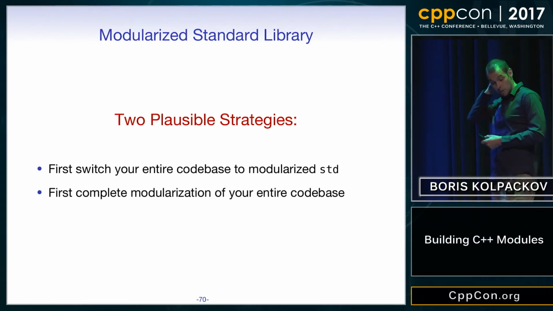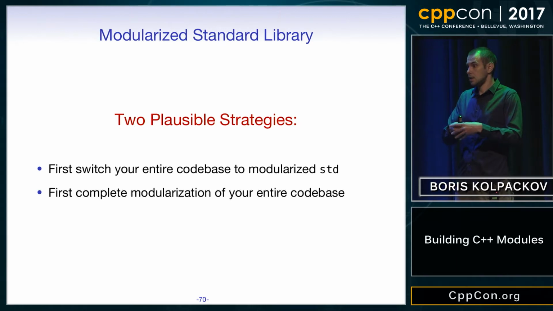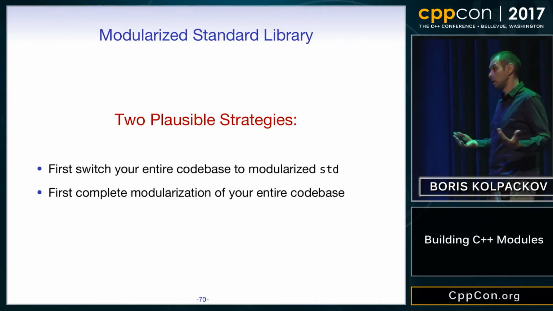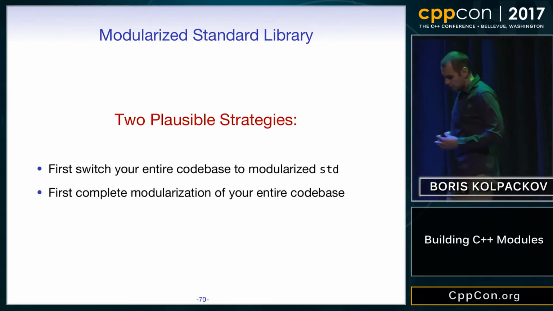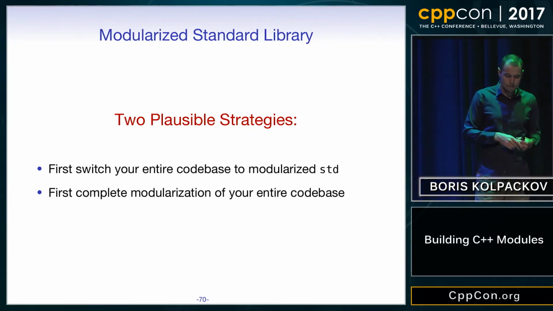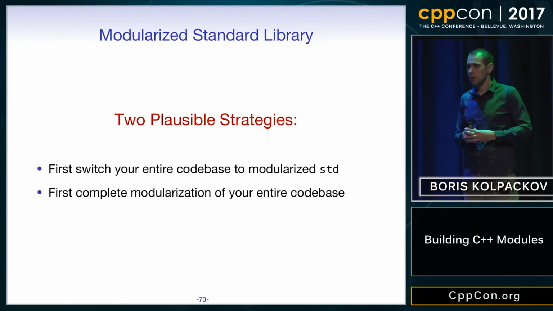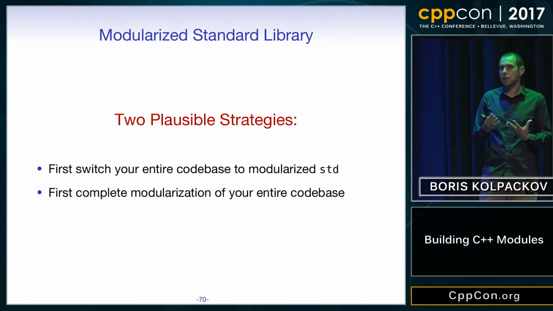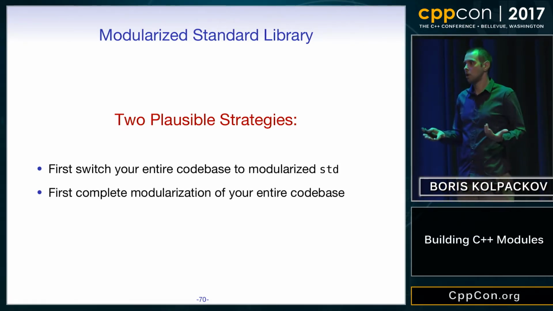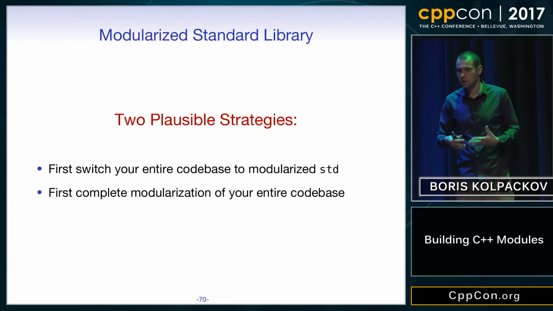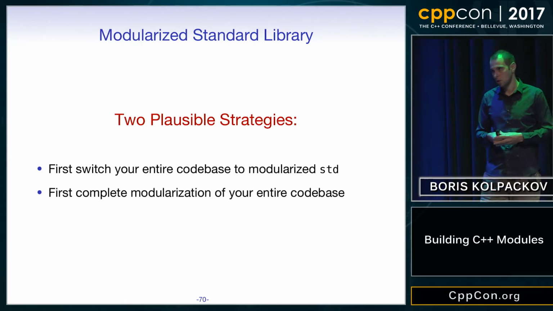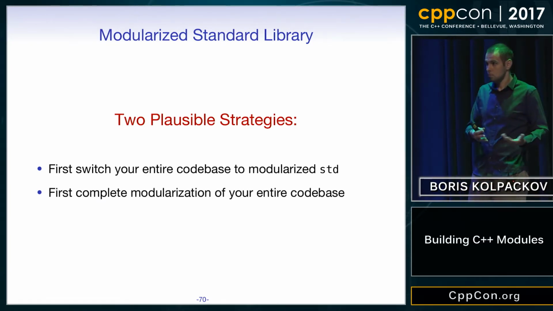So this bites especially badly when you try to switch to a modularized standard library, and the reason for that is it's used everywhere, presumably in your code. The strategy that we found works best, if you plan to switch to a modularized standard library exclusively, so you are getting rid of headers and replacing them with imports, is to do that first, before even modularizing any of your own code. So you switch, you make sure everything builds and works, and then you continue with modularizing your own code base.